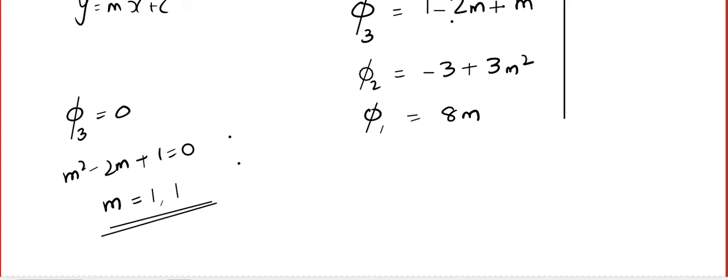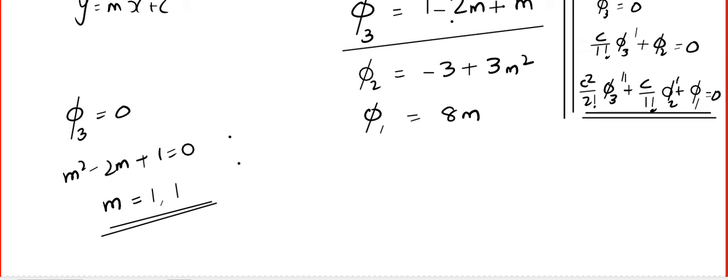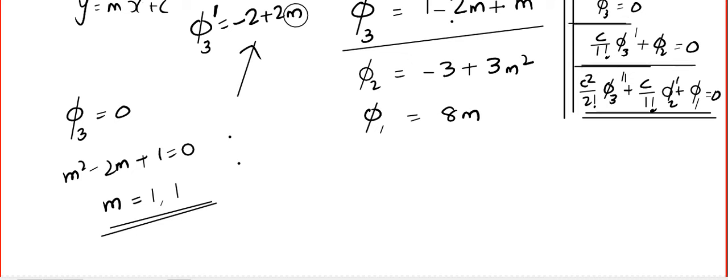Now repeated root means I need the next relation, that is c by 1 factorial phi 3 dash plus phi 2 is equal to 0, c square by 2 factorial phi 3 double dash plus c by 1 factorial phi 2 dash plus phi 1 equal to 0. Now look at this, I need this relation because I told you repeated roots will always balance the function and its derivative. The derivative of phi 3 is minus 2 plus 2m. See, 1 is going to balance it. If you plug in 1 here, you will get minus 2 plus 2. So the second relation is not going to work.